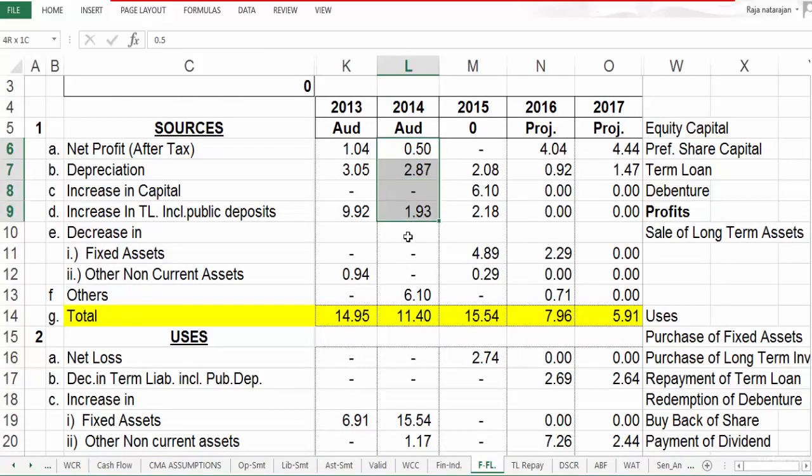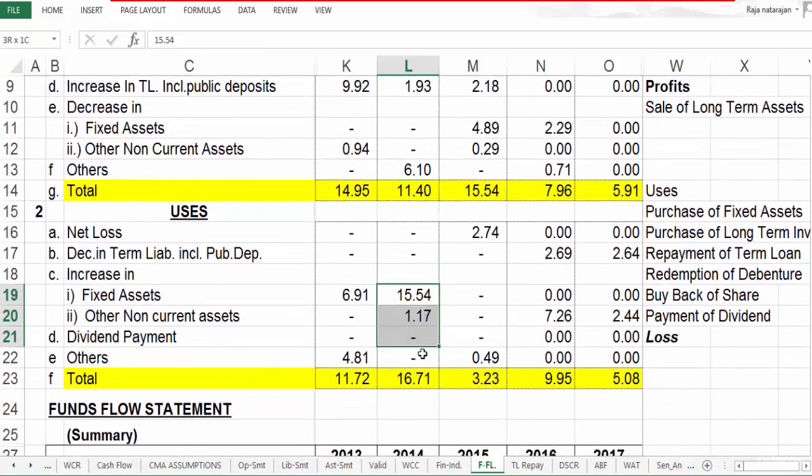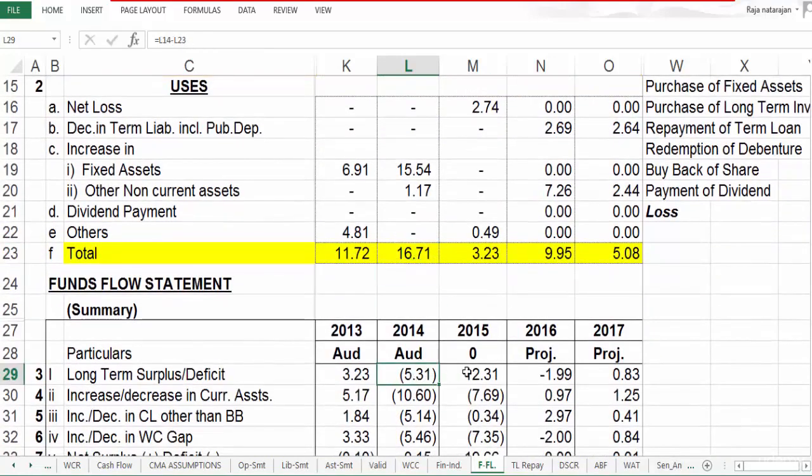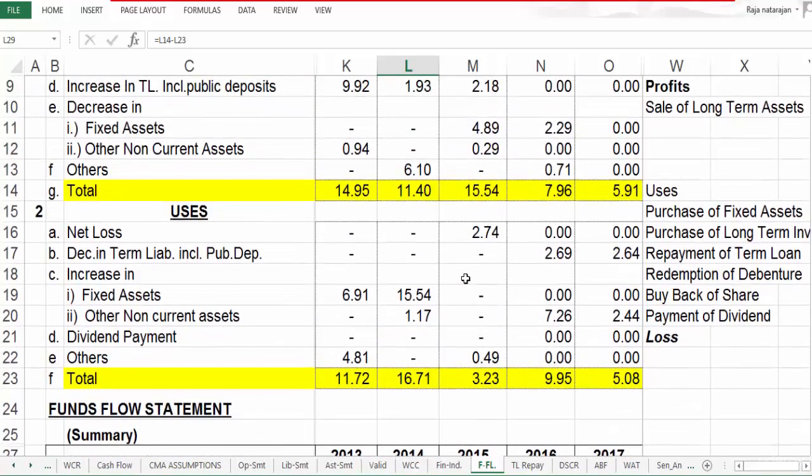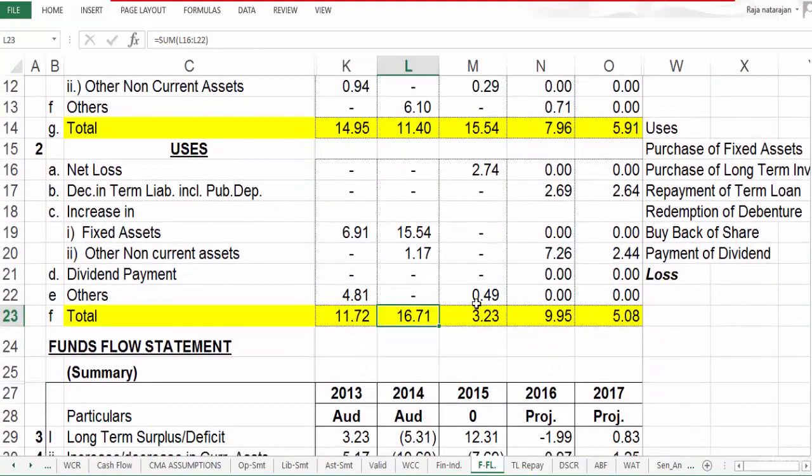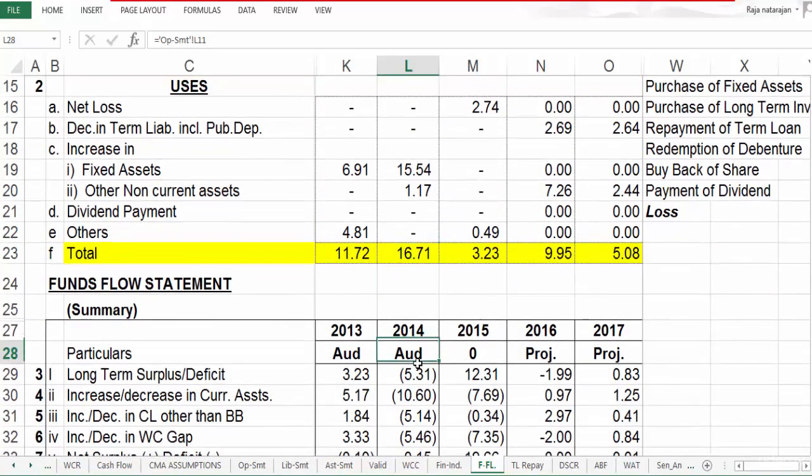Look here. In 2014, their total sources are 11.4 crore. Their total uses are 16.71 crore. Source is only 11.4. Uses are 16.7. It means they have a shortage of 5.31 on the long-term front. Now, what is the problem? Long-term source is only 11.4. Long-term uses are 16.71. They have acquired the asset with this shortage, but without money they cannot acquire this, right? So they have already funded the shortage. That is the understanding. They have already funded the shortage, that is 5.31.